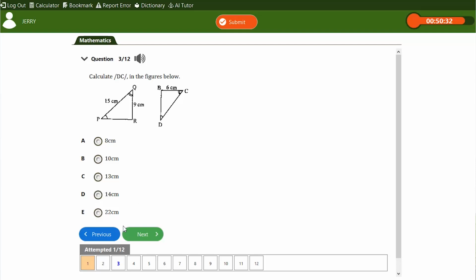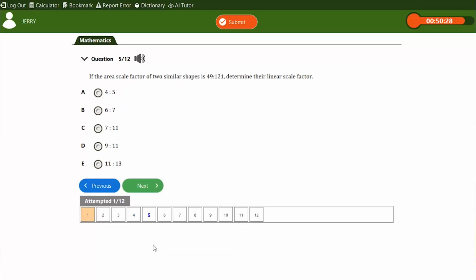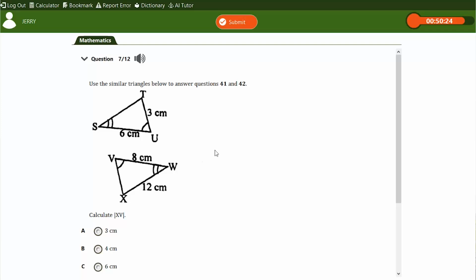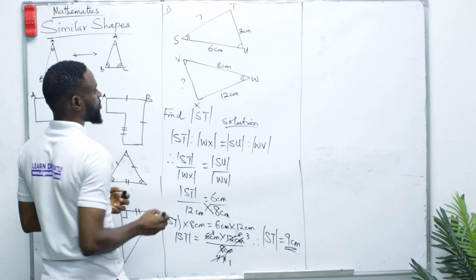Now, let me look for the 42 of this. They say we should use it to calculate 41 and 42 in the question there. So let's look at the other part of it. They say calculate XV. So XV is this particular shape.